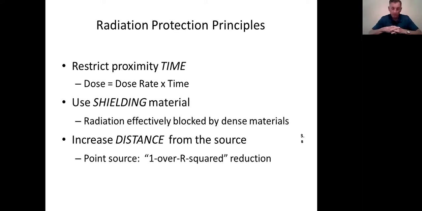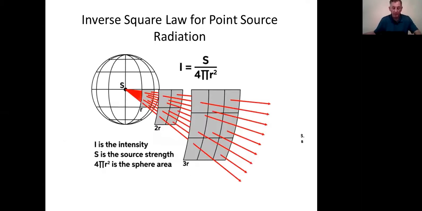And the third principle is distance. As I showed with these sources, as I moved them linearly away slowly from the window of the Geiger counter, the count rate went down. Okay, the count rate or the dose actually decreases as 1 over r squared. Now, what does that mean? Glad you asked. Let's take a look at that.